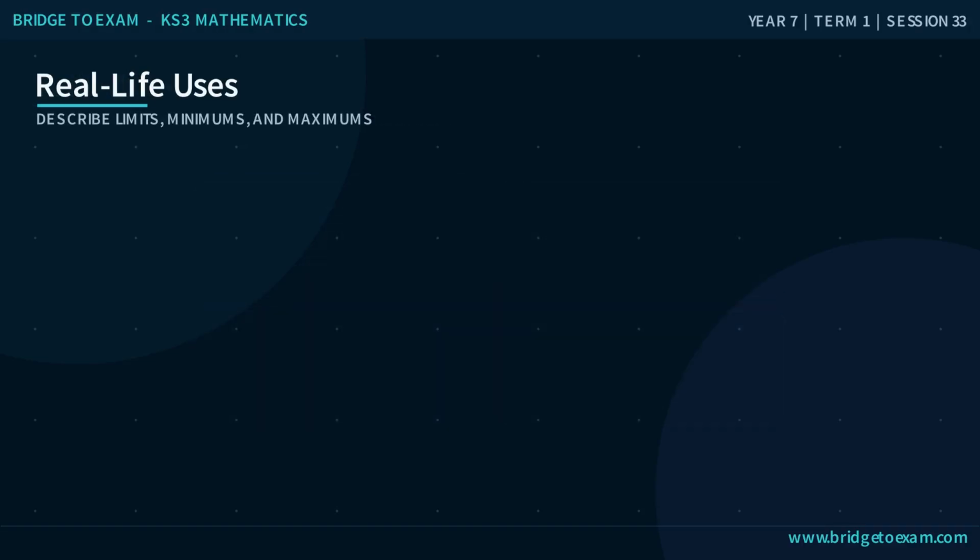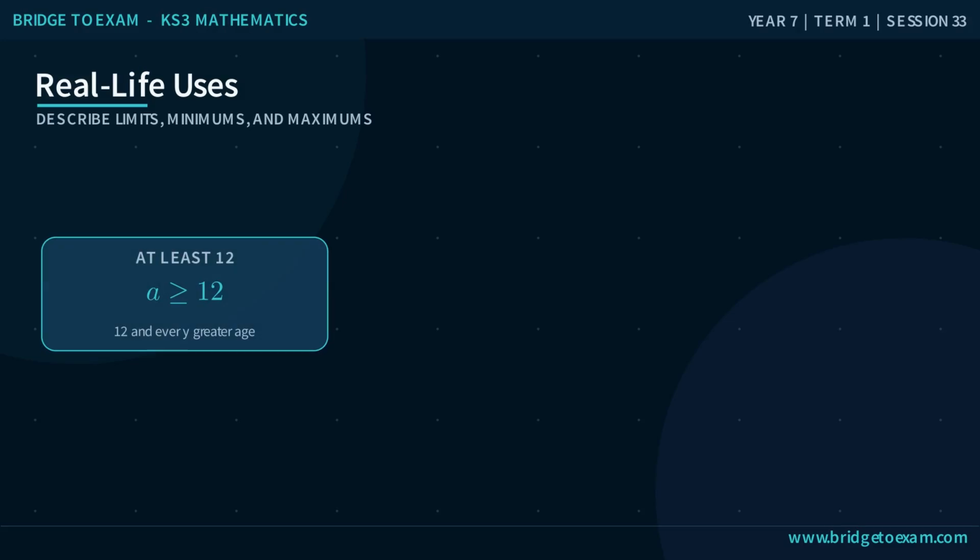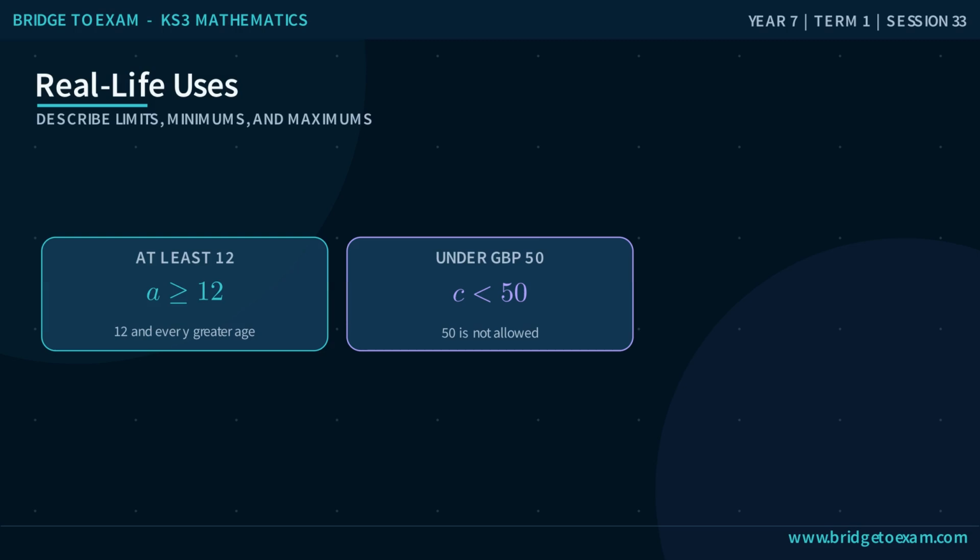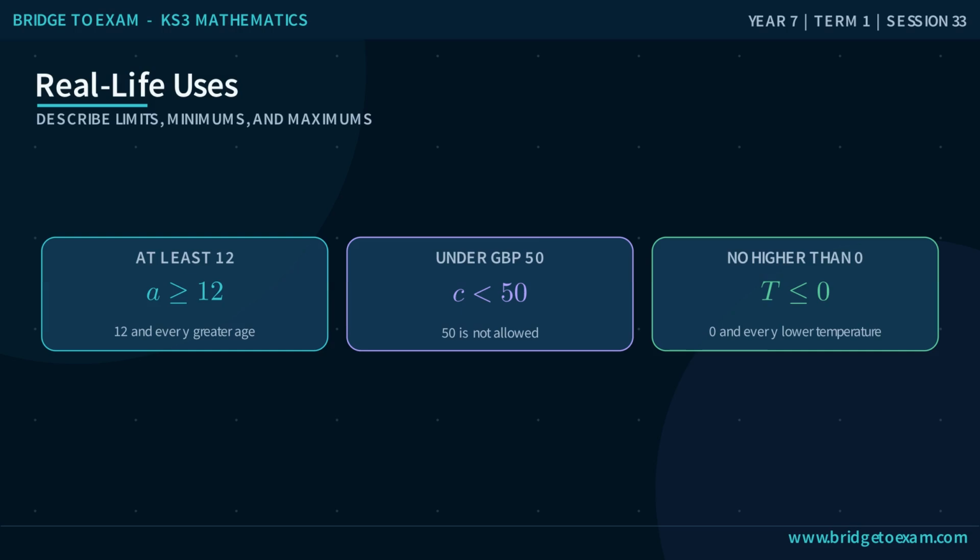Inequalities describe limits and ranges rather than one exact value. An age rule such as at least 12 includes 12 and every greater age. A budget of less than 50 excludes 50 and allows smaller amounts. A temperature no higher than 0 includes 0 and every value below it.